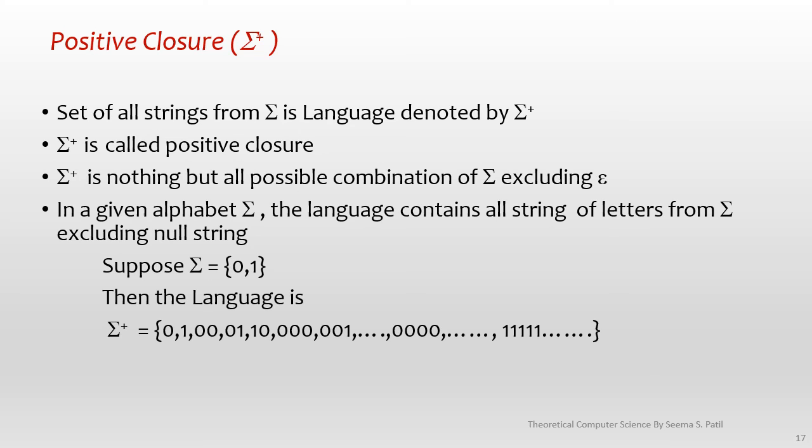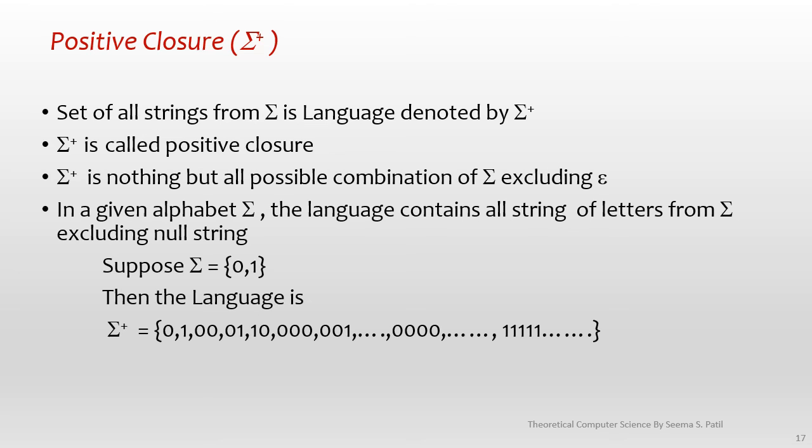Next, the concept is positive closure, that is sigma raised to plus, that is sigma plus. It is a set of all strings from sigma. It is a language denoted by sigma plus. Sigma plus is called as positive closure. Sigma plus is nothing but all the possible combinations of sigma excluding epsilon. There is no epsilon. In a given alphabet sigma, the language contains all strings of letters from sigma, excluding null string.